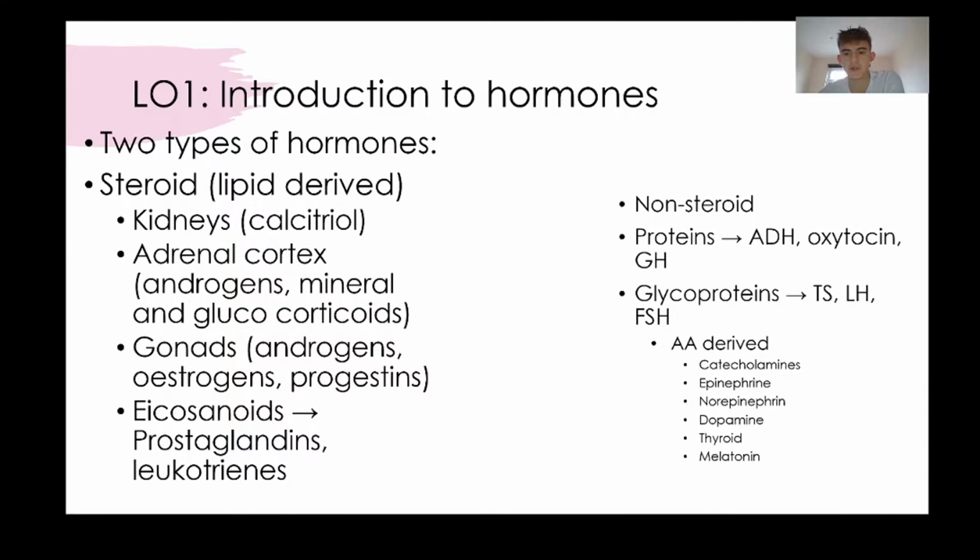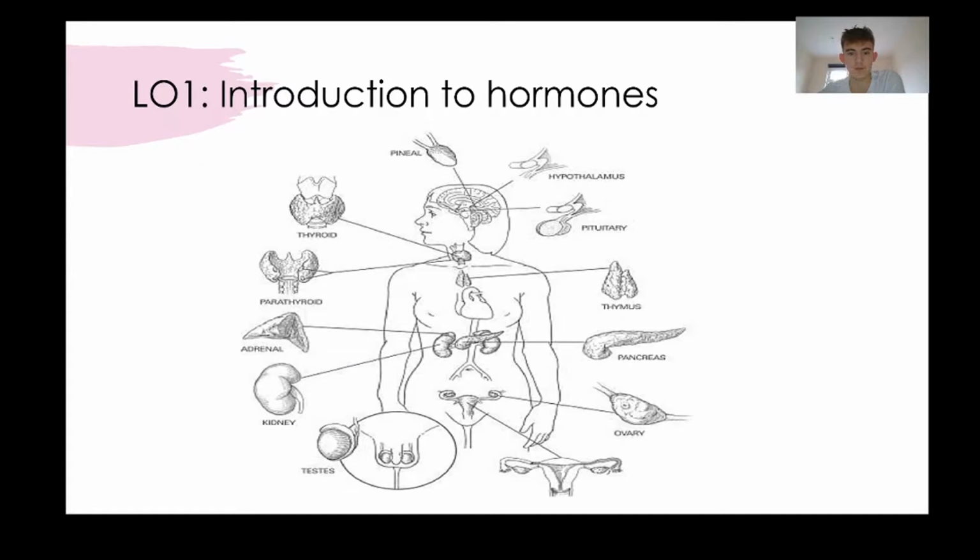The main difference is that these non-steroids can't cross the lipid bilayer because they're non-lipid derived and they don't have that polarity, so they attach to receptors on cell surfaces, and then the whole cascade starts inside the cell. Whereas the steroid ones can cross the cells easily, get into the nucleus, and cause the formation of new proteins which regulate the cell. So we've got the main ones here. We're going to go through the hypothalamus, pituitary, the thymus, ovaries, testes, the adrenal, and the thyroid and parathyroid.